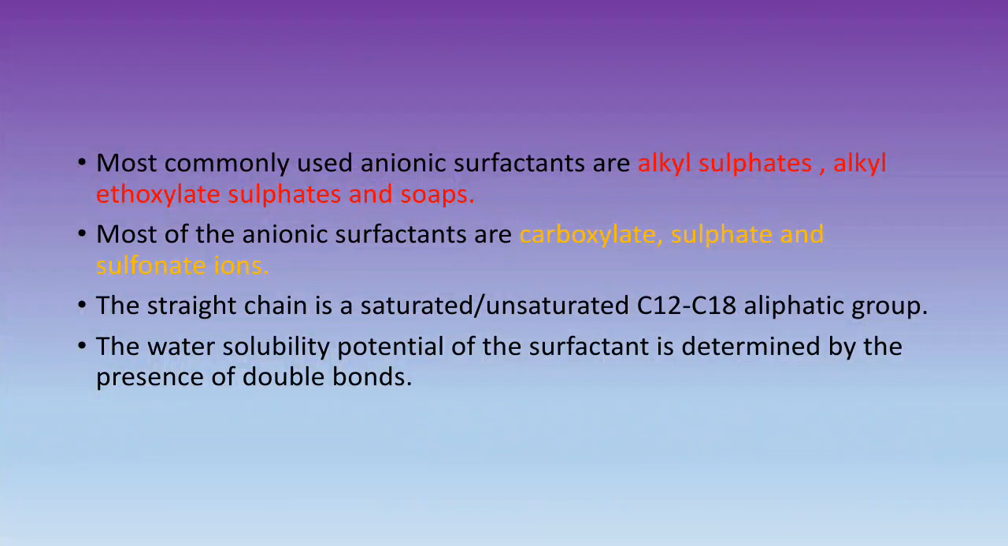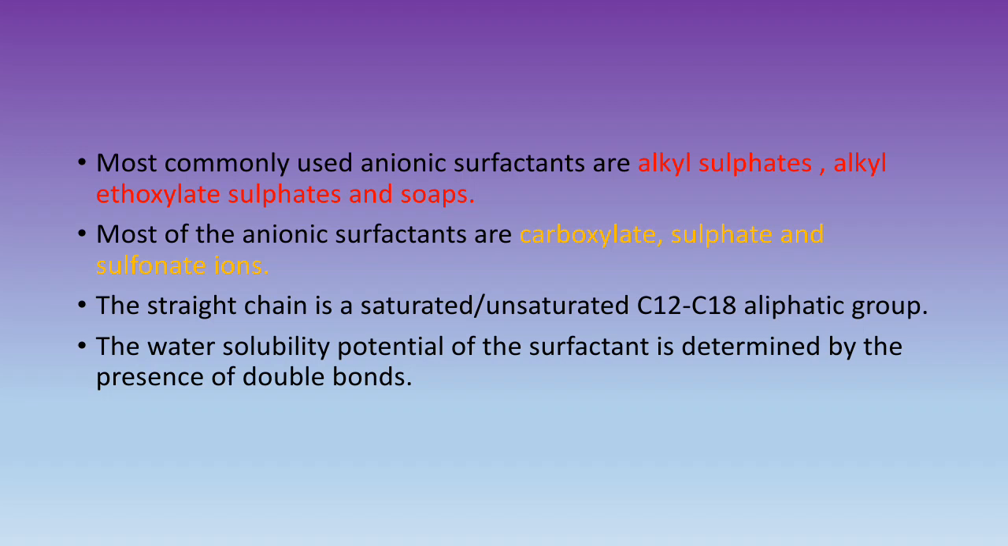Now, the most commonly used anionic surfactants are alkyl sulfates, alkyl ethoxylate sulfates, and soaps. Most of the anionic surfactants are carboxylate, sulfate, and sulfonate ions. So in the negatively charged group, which functional groups are present? They are carboxylate, sulfate, and sulfonate ions. And the most commonly used are alkyl sulfate, alkyl ethoxylate sulfate, and soap.